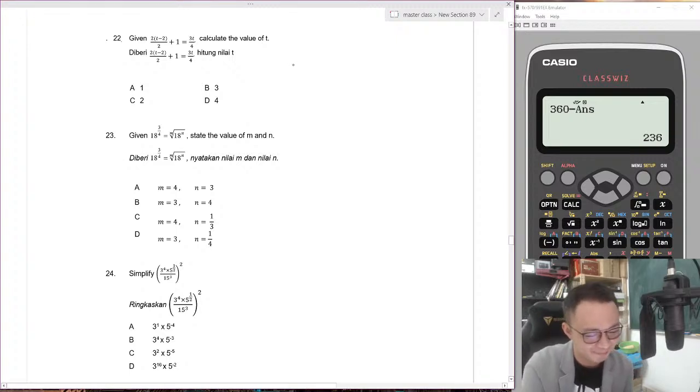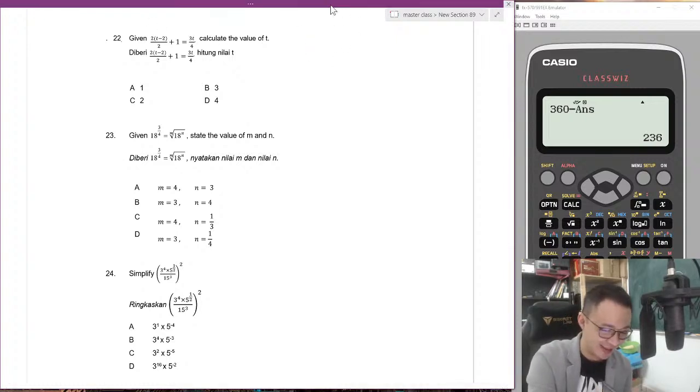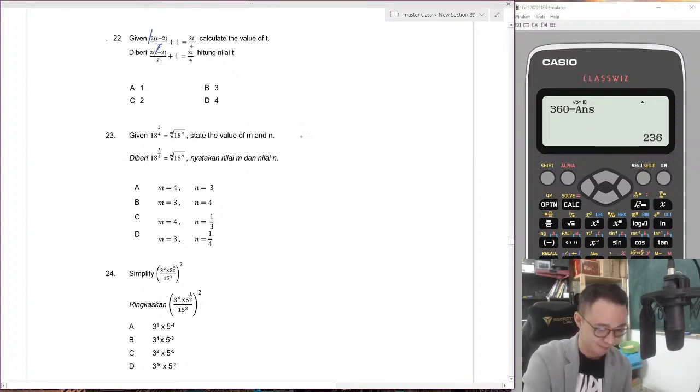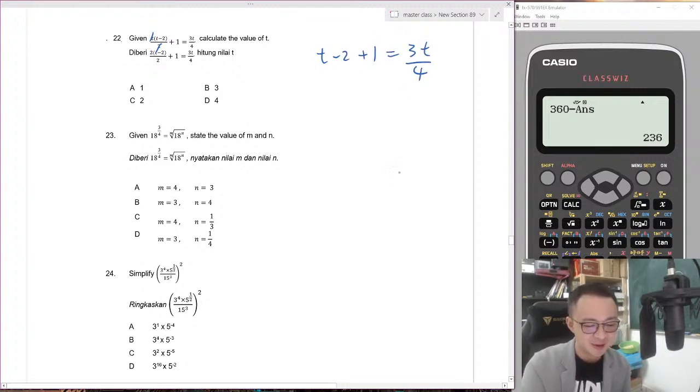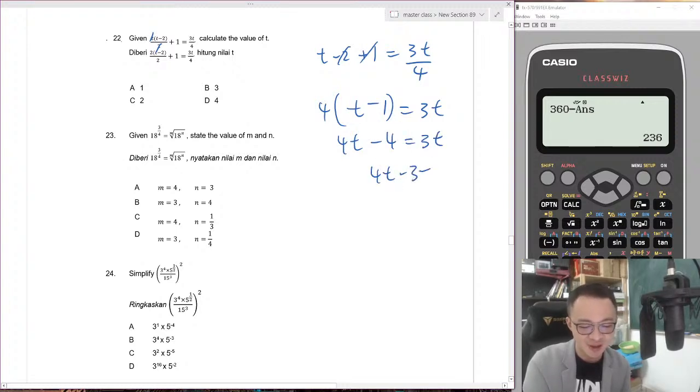I can understand that. So okay, let's do 22. Find t. Okay, I expand first: 2t minus 4. Oh no, yeah, I see the 2 and 2. I can simplify, so I just cut the 2 and 2 here, so I get t minus 2 plus 1 equals 3t over 4. So this one becomes t minus 1, isn't it, equals 3t over 4. The 4 I move here and multiply, so I get 4t minus 4 equals 3t. So 4t minus 3t equals 4. t equals 4. The answer will be D.